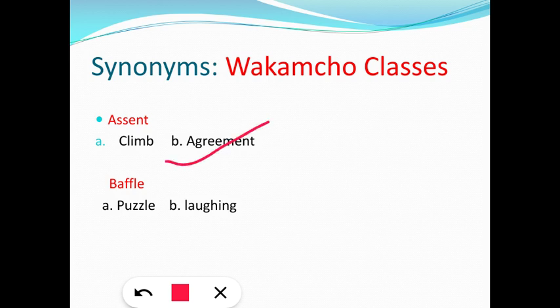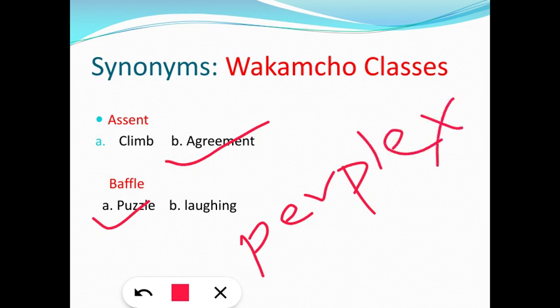Next word, baffle. Options are A, puzzle, B, laughing. So the correct option would be option A, that is puzzle. And another synonym for this would be perplex. Perplex. Or in other words, you can say confuse as well.